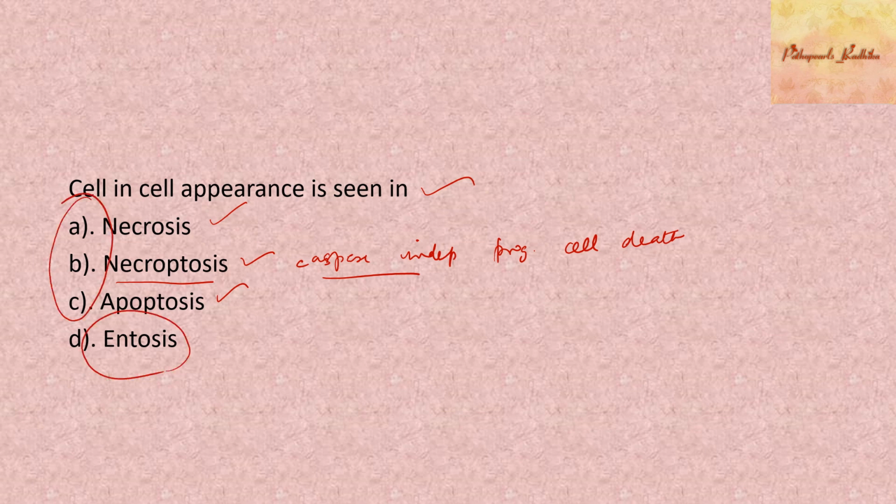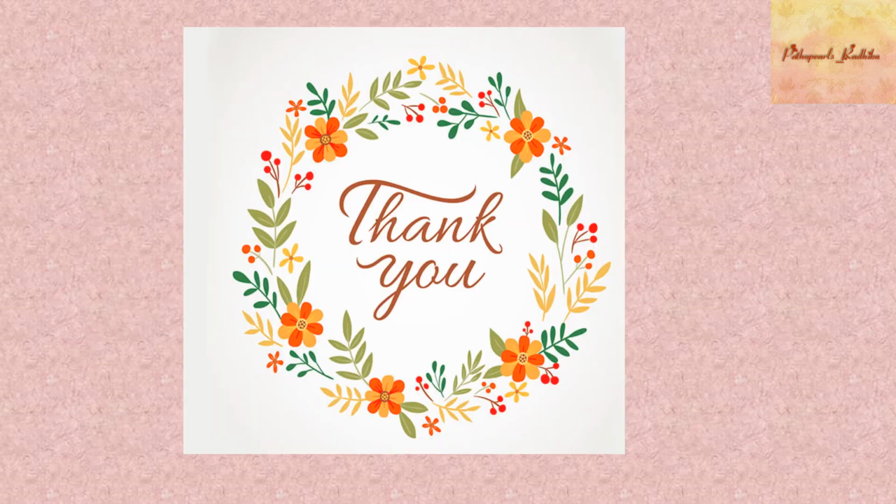So the only option left out is entosis. So entosis is where you have a cell in cell appearance. You have a cell inside another cell, which we call cell in cell appearance. But what's the difference between all these? Emperipolysis is also cell in cell. Entosis is also cell in cell. But it's a live cell which can come out in case of emperipolysis. Whereas in entosis, usually the cell dies. Okay. So cell in cell appearance is seen in entosis. Right? I hope the concept is clear.